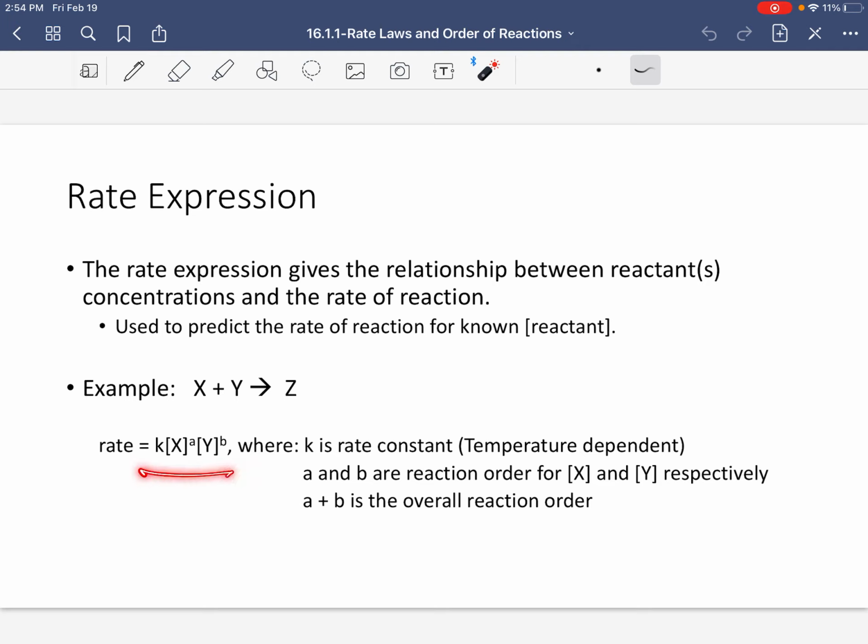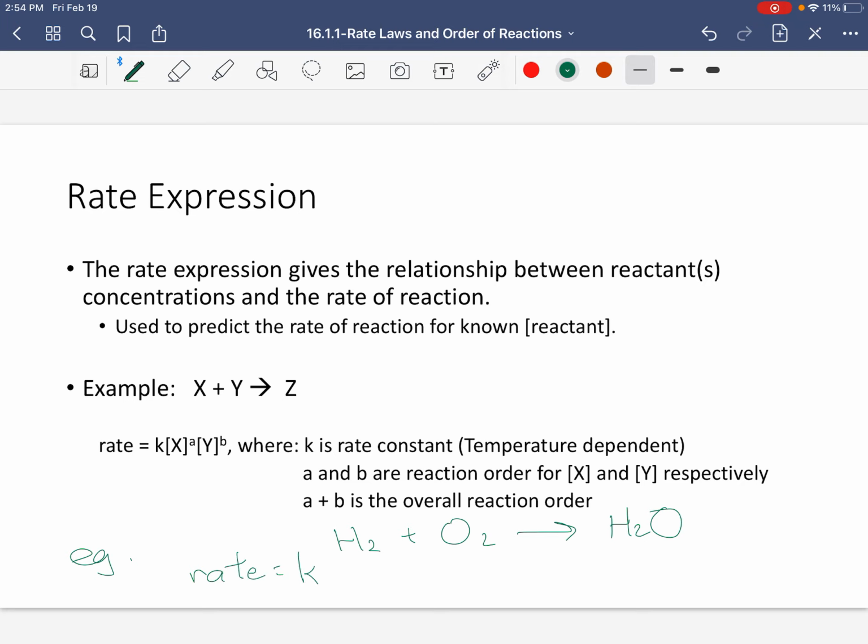So this is your rate expression. Okay? If I were to give you a very quick example, like H2 plus O2 will give you H2O, and you were to set up a rate expression for this, the rate is equal to some sort of constant at a certain temperature, times the concentration of H2 to a certain reaction order, times the concentration of O2 to a certain reaction order.